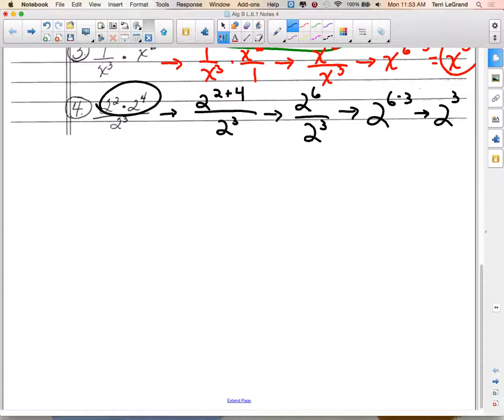Now we have a division, a quotient of powers. Our shortcut for that is take the top exponent, subtract the bottom exponent, we end up with 2 to the third. Are we going to leave our answer like that? No, we know what 2 to the third is, don't we? It's 8. Not 2 times 3, it's 2 times 2 times 2. It becomes 8.